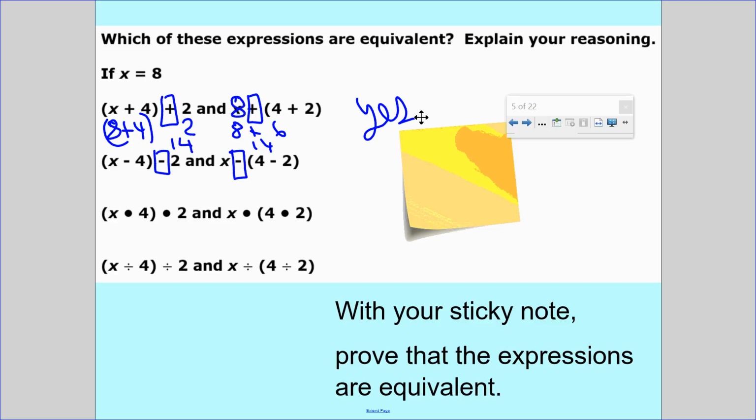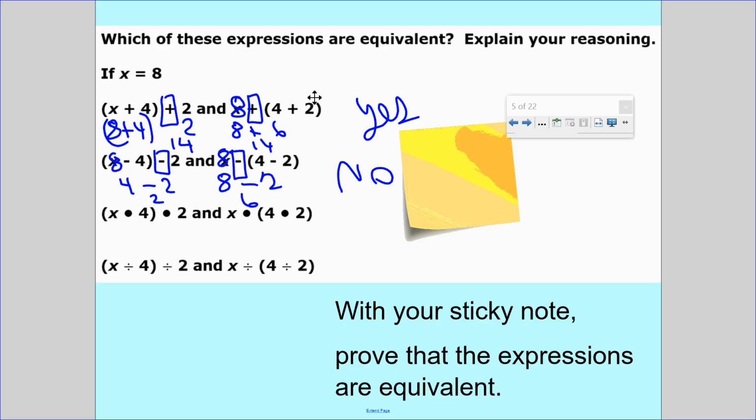What about the second one? I replace the x with 8. The left term would be 4, the right term would be 2, so it's 2. In this one, the left term would be 8, the right term would be 2. 8 minus 2 is 6. No. Just like the other one, when you're adding, it doesn't matter the first, second, or third term, they will always be equivalent. But when we subtract, it does matter. Order does matter.